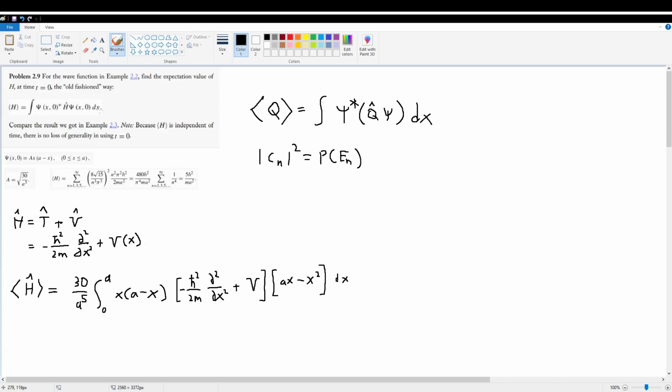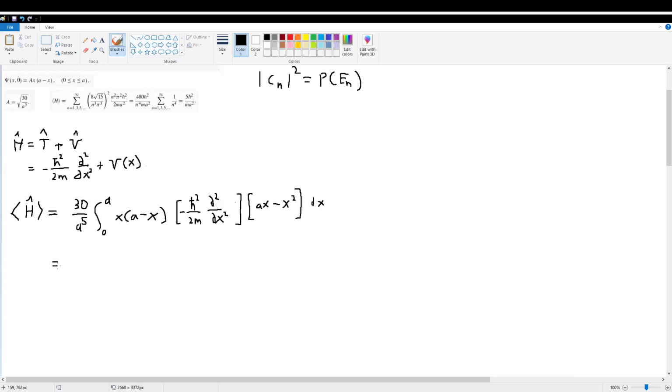So let's work this out. First off, our potential, v, we defined earlier on to be equal to 0 because we're dealing with an infinite square well, remember? So for an infinite square well, v is 0, so this automatically goes to 0, so we can just remove it. And everything else automatically gets brought into here. And now we have a second derivative acting on this polynomial, ax minus x squared. So we have everything at the front, it's still the same, so 30 over a to the fifth times this whole integral.